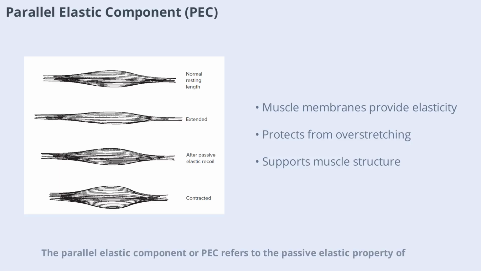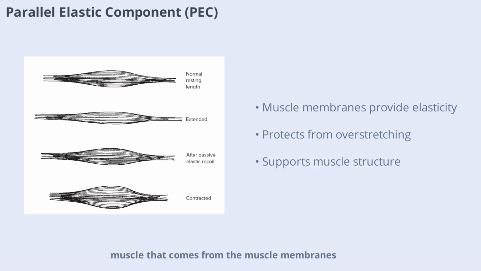The parallel elastic component, or PEC, refers to the passive elastic property of muscle that comes from the muscle membranes. These membranes run parallel to the muscle fibers and provide resistance when the muscle is stretched. The PEC acts like a built-in safety net, helping to protect the muscle from overstretching and contributing to the overall elasticity of the musculo-tendinous unit.